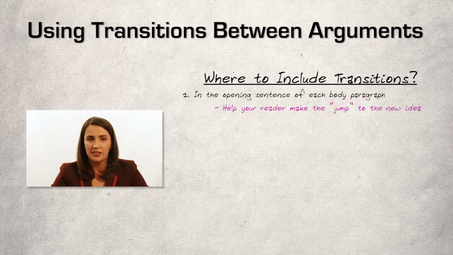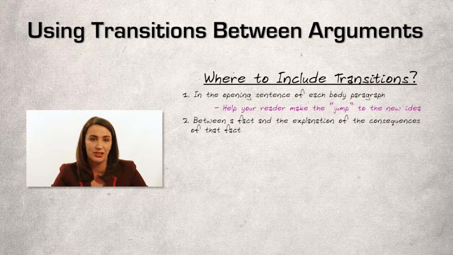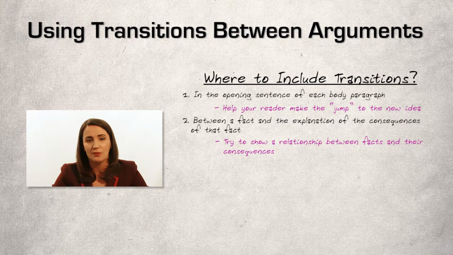The next place you want to be intentional about including transition is between a fact and the explanation of the consequences of that fact. You will want to show a relationship between the facts and those consequences. These phrases are critical in a social sciences essay because they indicate that you recognize analysis, or the relationship between events and their results. Some words that you might use would include therefore, consequently, as a result, accordingly, or thus.